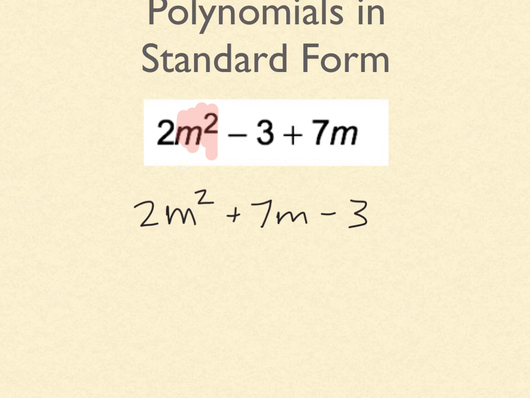So we're just rewriting it in descending order. So we need to start with the biggest term. So here 2 is our biggest power of m. So we need to start with that. So we're not even looking at the numbers that come in front of the variables. We're just looking at the powers.